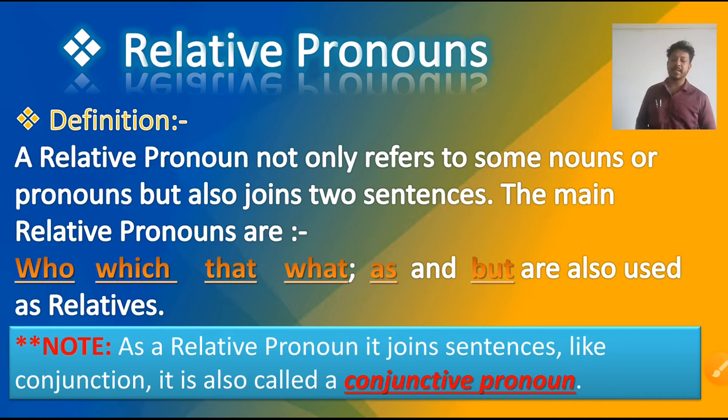So previously we have discussed what? We discussed what a pronoun is and the classification of pronouns. We came to know that there are 9 types of pronouns in our English grammar. Out of 9, we discussed only 3 pronouns. First was personal pronoun, second was possessive pronoun, and third was interrogative pronoun.